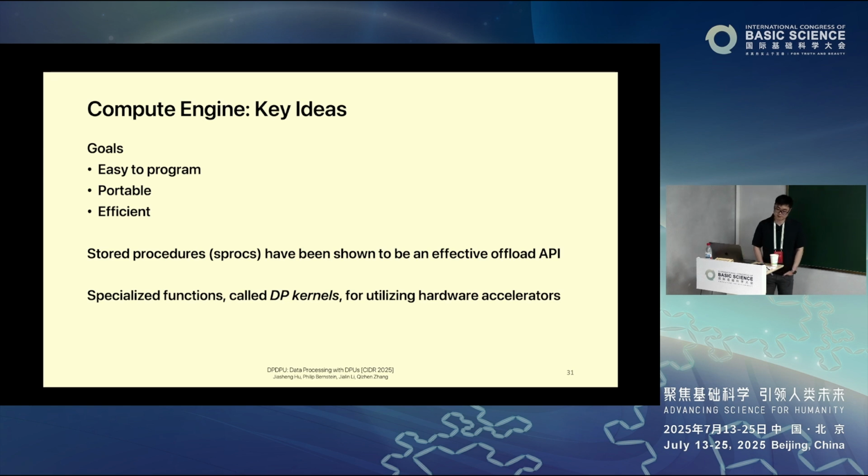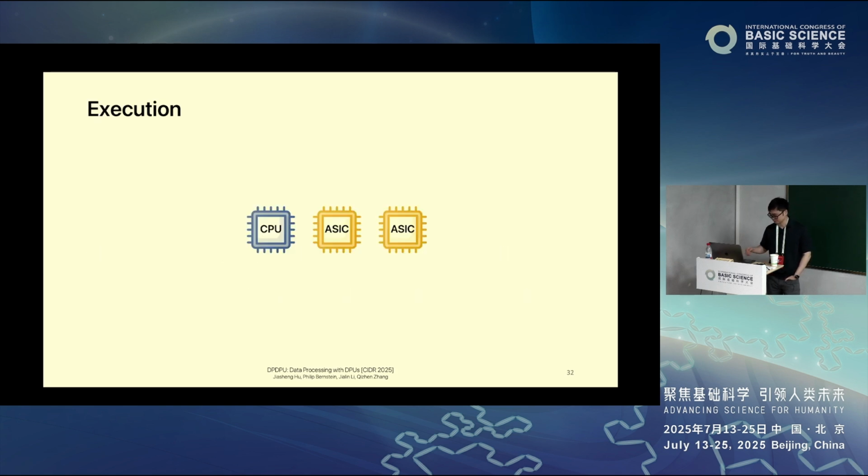But stored procedures are designed for CPUs. They are not for the hardware accelerators. That's why we propose a set of specialized functions, which we call DB kernels. These kernels are specifically for using the hardware accelerators. So here's the illustration. The application can write their own logic using the onboard CPU on the DPU. And from there, they can invoke the DB kernels that are going to use the hardware accelerators.